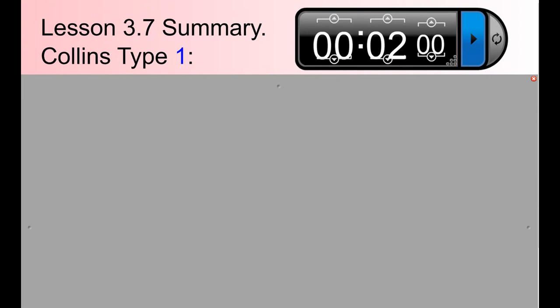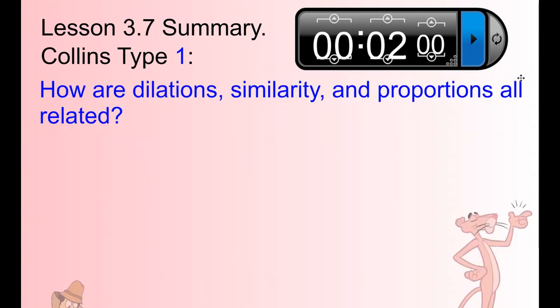Alright, so for our summary here, we have a type 1, it's 2 minutes on the clock, and it says, how are dilations, similarity, and proportions all related? So those three topics, dilations, which we talked about a lot earlier, the fact that two shapes are similar, and proportions, or proportional, how are all of those phrases, all those vocabulary words related? Because they are. They all kind of go together, but I want you to describe how. Show some connections between them. Okay, go ahead and pause the video, answer the question.